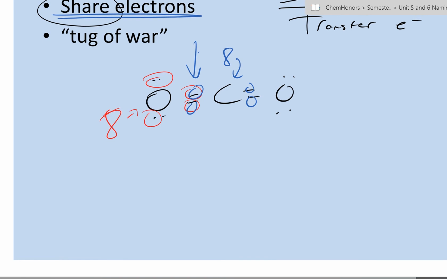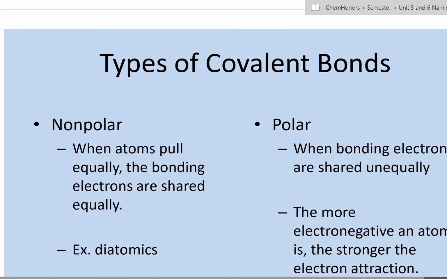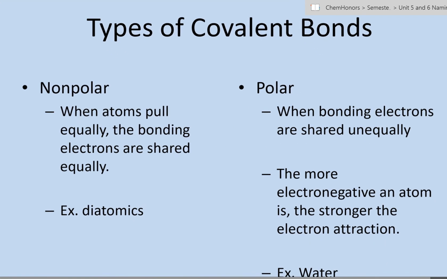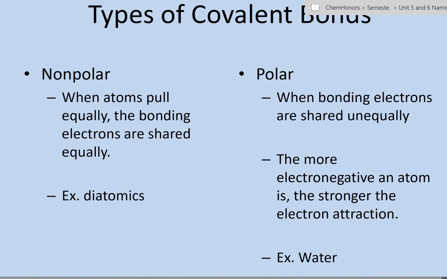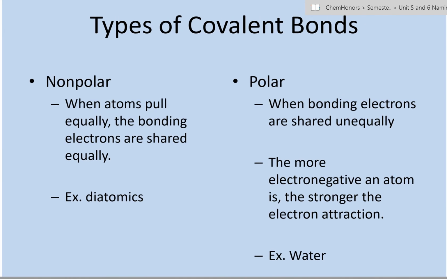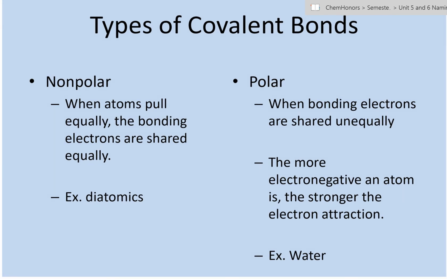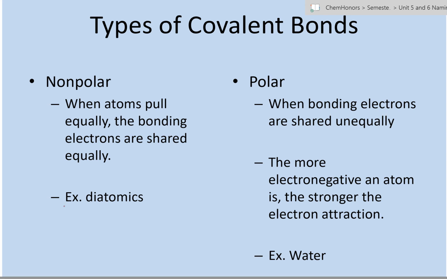Now, that's not always going to be perfect. There are going to be two types of covalent bonds here. We have polar and nonpolar. Nonpolars are the simple ones, when atoms pull equally on the bonding electrons and they share them equally. The most common example for this are your diatomics, like N2, H2, O2. And the reason these are shared equally is because think about it.